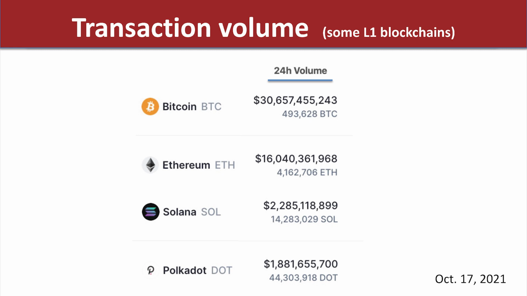Even on the smaller networks, these are more recent, more scalable networks, even on these networks, you can see $2 billion or $1 billion change hands. So the volume on these networks is very high. There's a lot of trading activity that's going on.